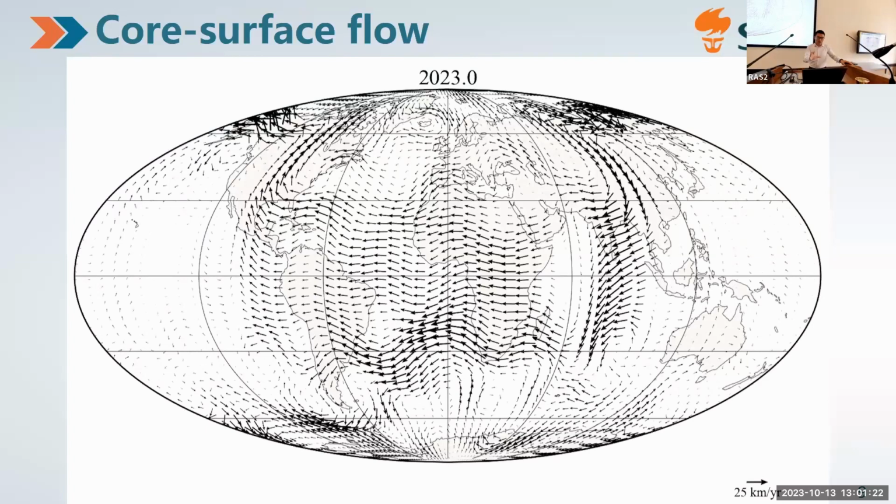So that's the preliminary result. That's the core flow, what you would generally see from core flow inversion. That's the core flow at the surface. That's two-dimensional, and you can see that we get results similar to previous studies. So you have the strong azimuthal flow in the Atlantic hemisphere and quite weak flow in the Pacific hemisphere, and also this high-latitude jet.